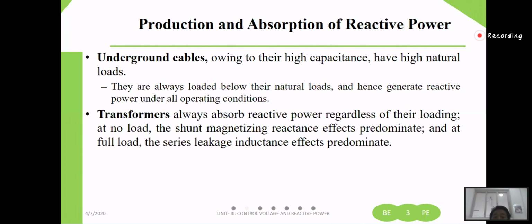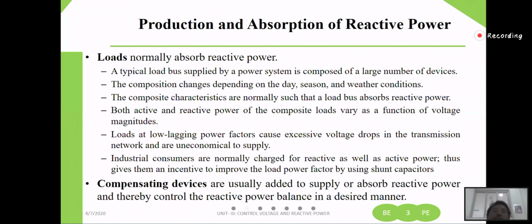Then another, the electrical loads. Load normally absorbs reactive power. A typical load bus supplied by the power system is composed of a large number of devices. This composition of load will depend on the day, on the season, and on the weather condition. So every day the load will keep on changing, and that's why I always say that electrical load is dynamic.